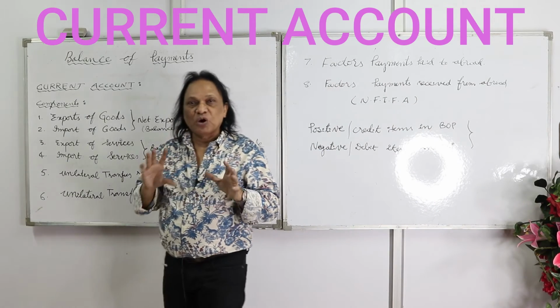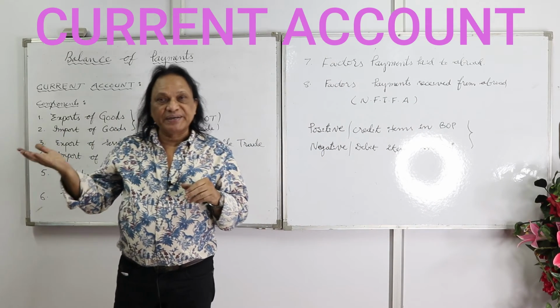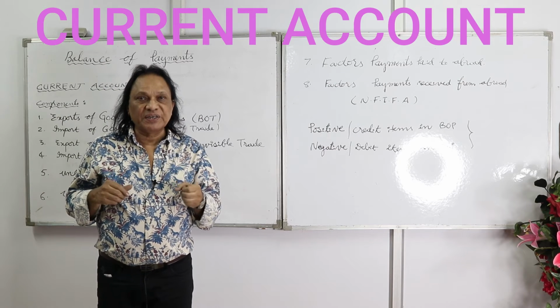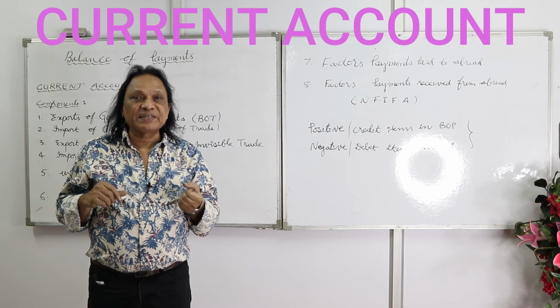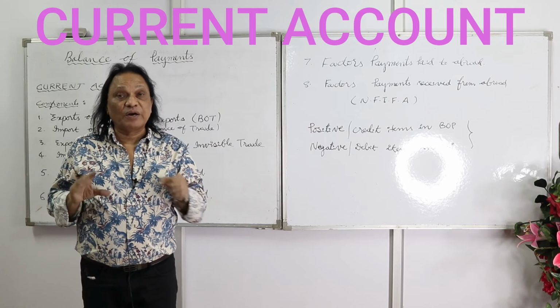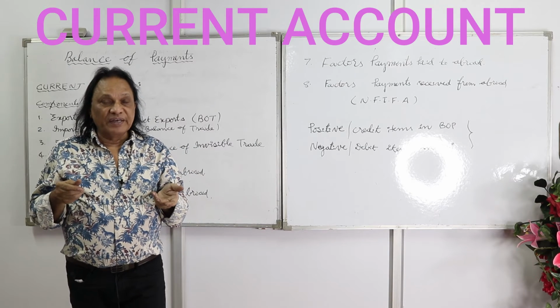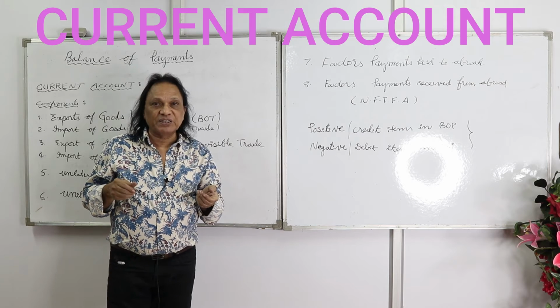Balance of payment has two components. One is current account, the other one is capital account. Let's discuss what exactly is current account. Current account, as the name suggests, deals with the economic transactions of the country with the rest of the world.